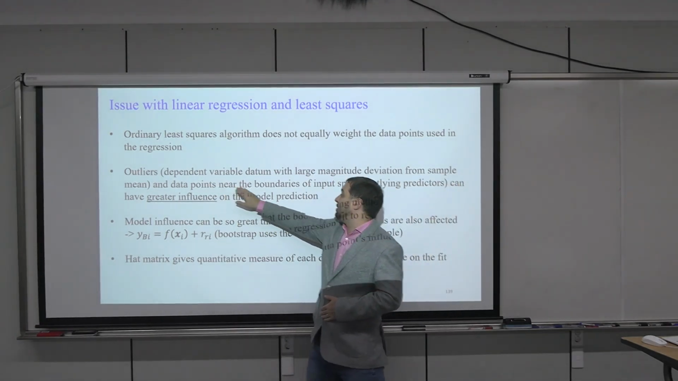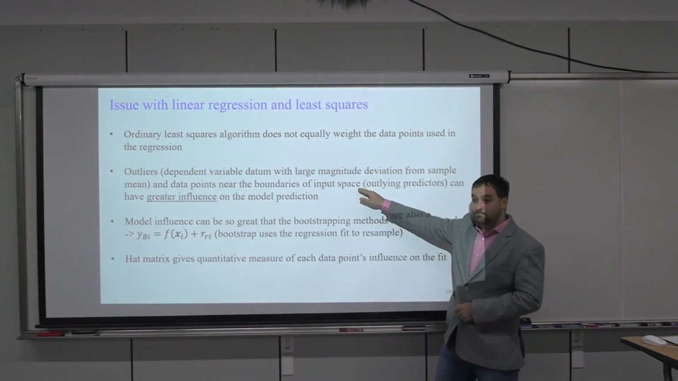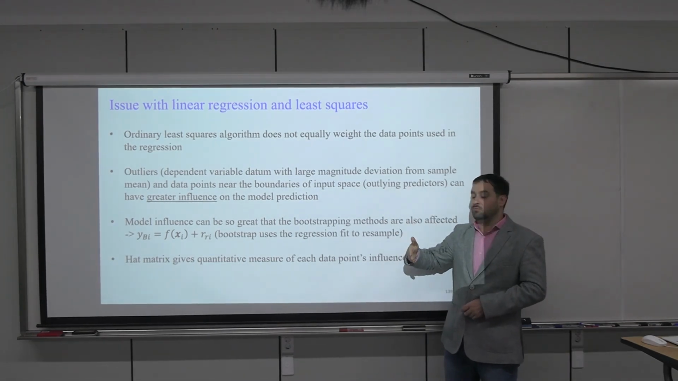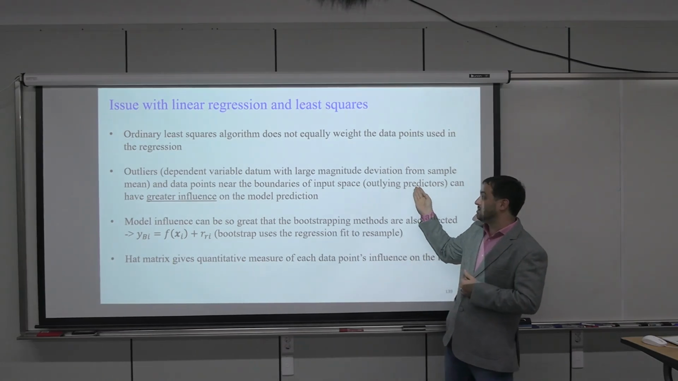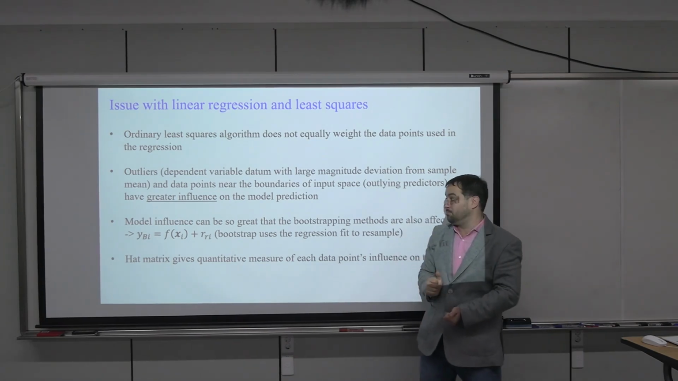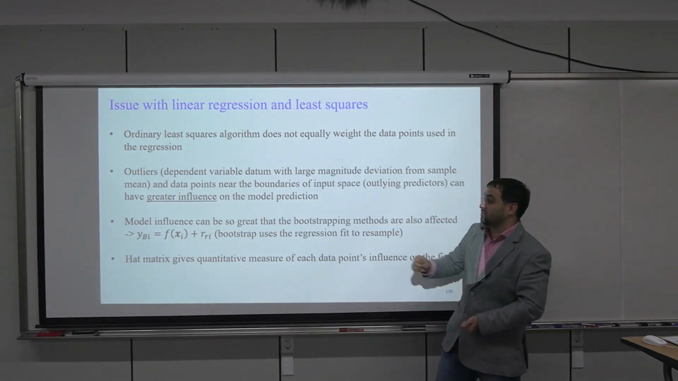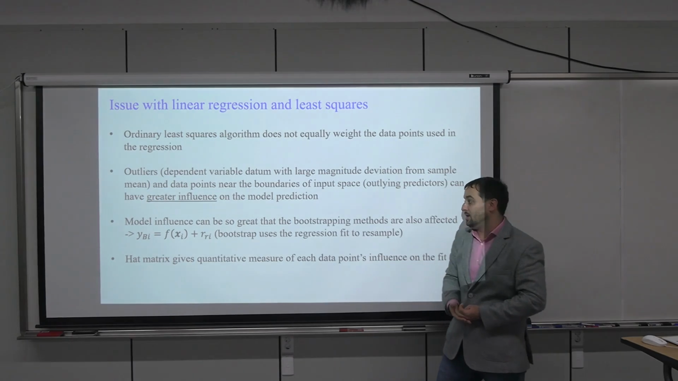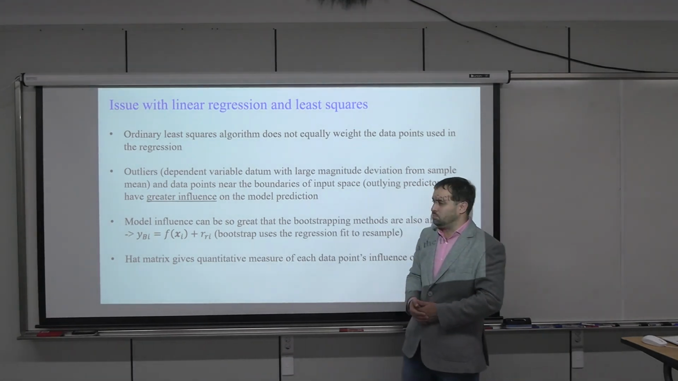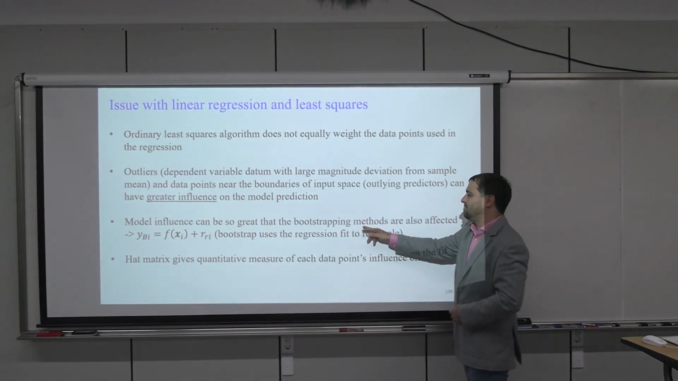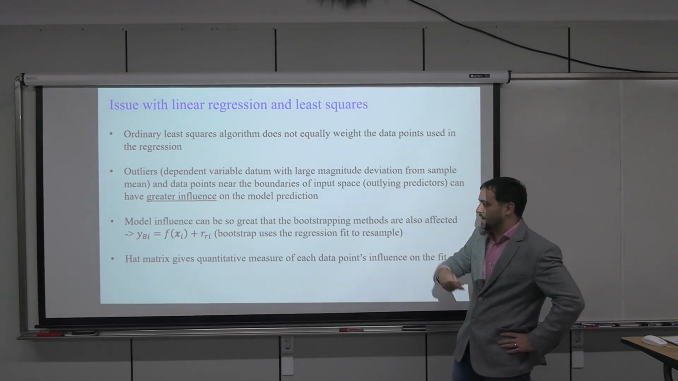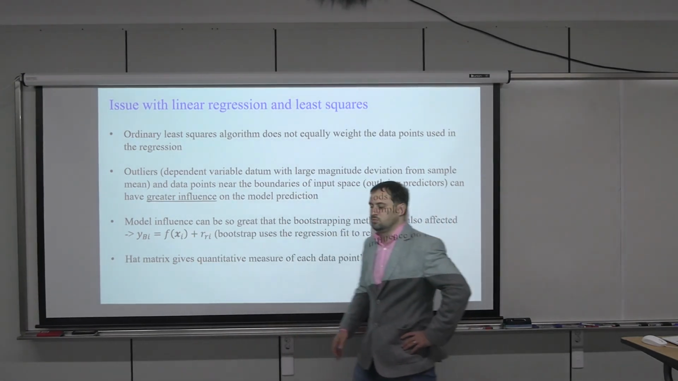Then data points near the boundary of the input space are outlying predictors. Remember, the X, the independent variable, we sometimes call a predictor. Outlying predictors, the variables at the boundary of your input space, can have greater influence on the model prediction as well. In the previous lecture, we briefly went over bootstrapping, and the model influence can be so great that the bootstrapping methods are also affected, because bootstrapping is using the original regression.